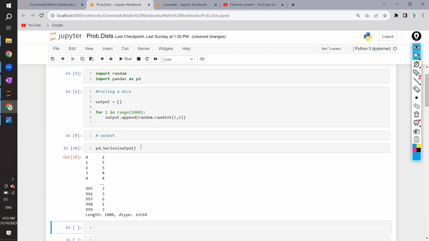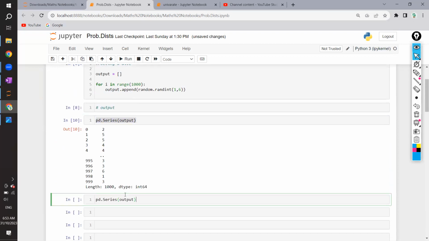Now, the dice is rolled 1,000 times. I want to check the value counts of each outcome. That means how many times 2 occurred, how many times 5 occurred, how many times 4 occurred, like that. For that you can use value counts.